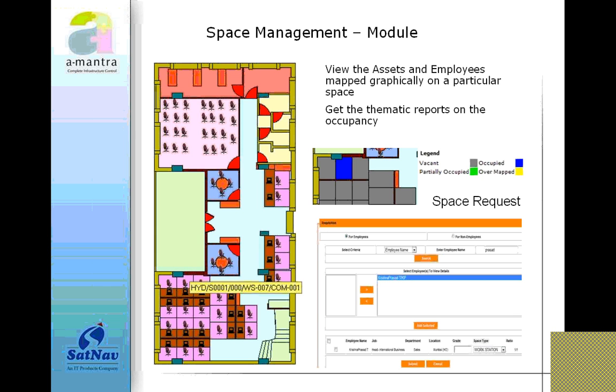This is a simple AutoCAD drawing of how it would look. You can have a vacant scenario, an occupied scenario, and a partially occupied scenario, wherein it is a BPO kind of a company where a single seat is shared by more than one person, then based on the occupancy that is there, it can be considered as partially occupied or over-occupied.